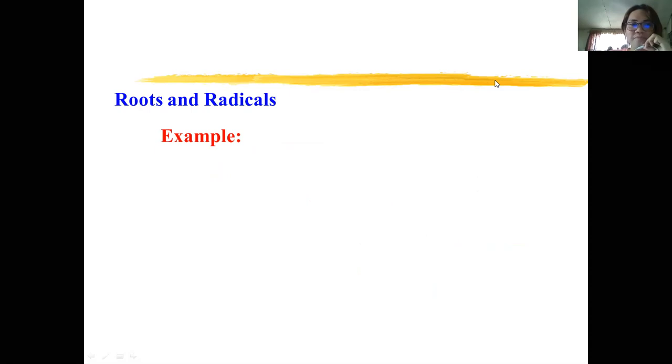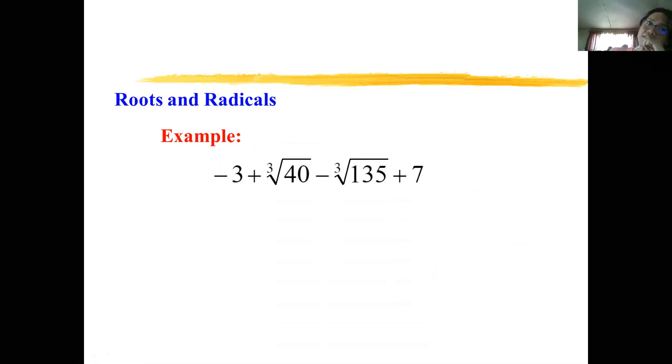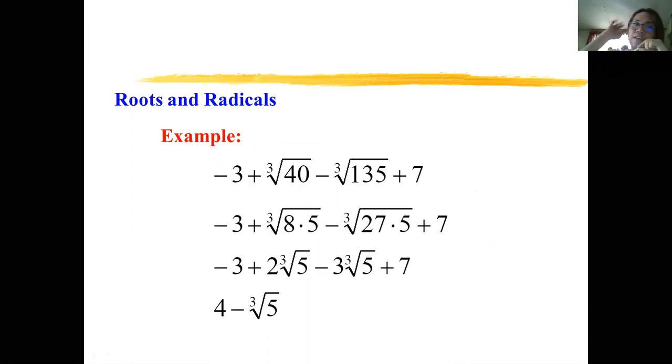And next, another example is this one. Negative 3 plus 3 cube root of 40 minus 3, minus cube root of 135 plus 7. So how do we solve that one? Okay, first thing that we're going to do, as I have said a while ago, we have to check if they have the same radicals. They don't have the same radicals, as you can see, it's very obvious. So what we will do next is simplify it.